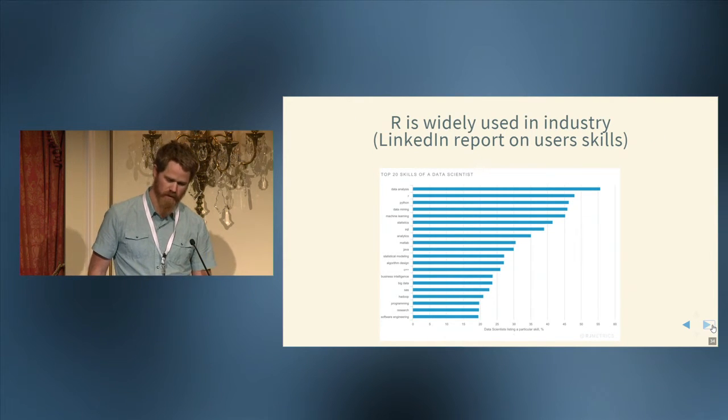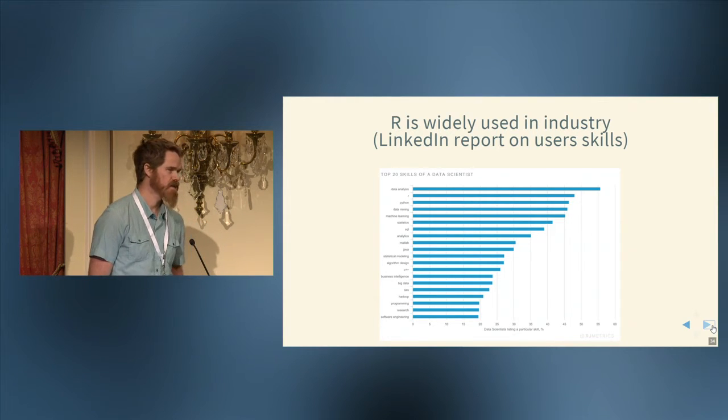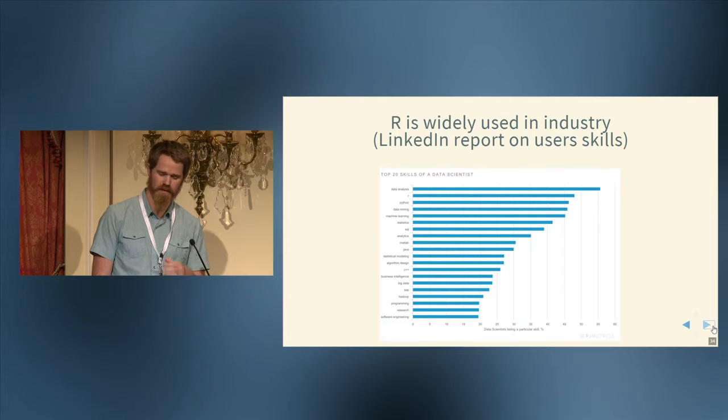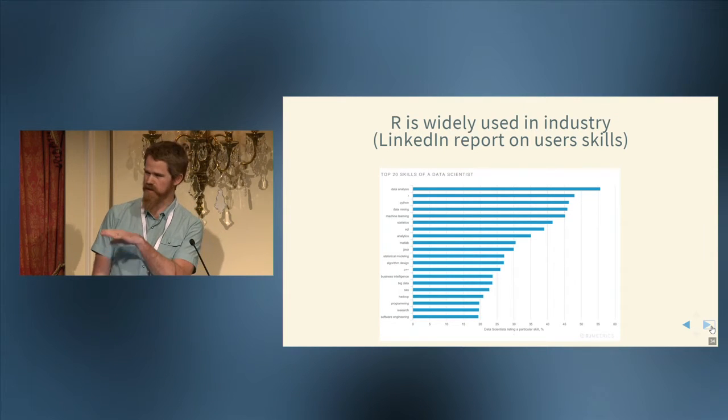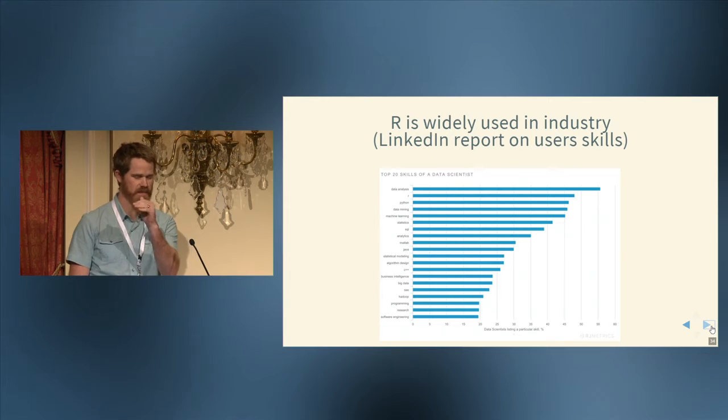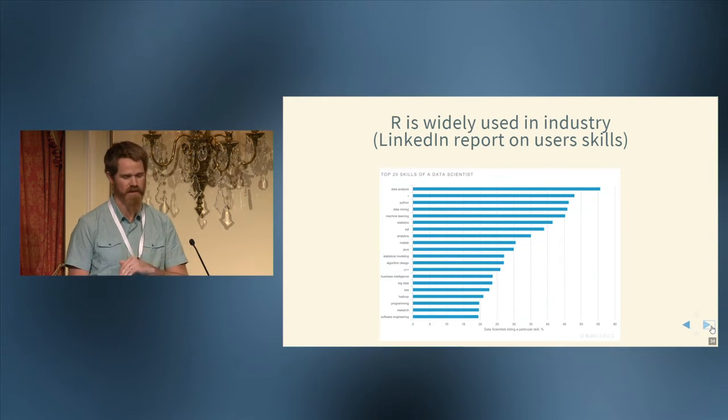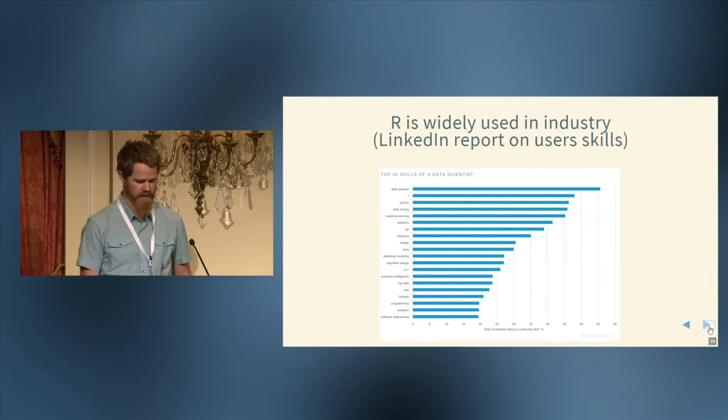There was this little poll, or I guess it wasn't a poll, that used LinkedIn data on people that self-identified as data scientists, which is the new hot thing. And one of the top skills they had was R. Sorry, the font is very small, but the top thing is data analysis, then R, then Python, and then other things. So it's not just academia; it's highly valued in industry as well.